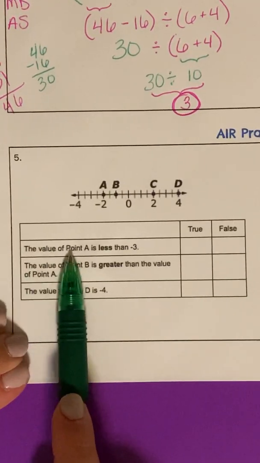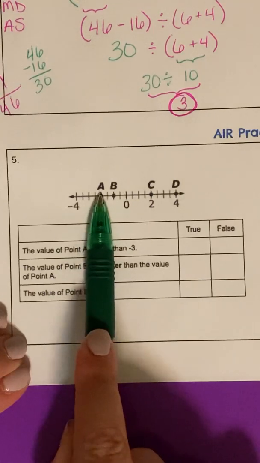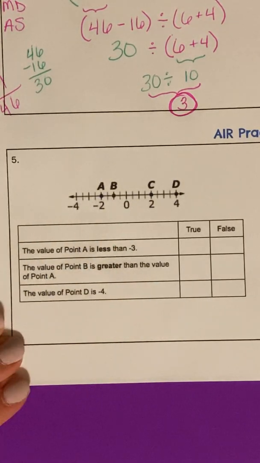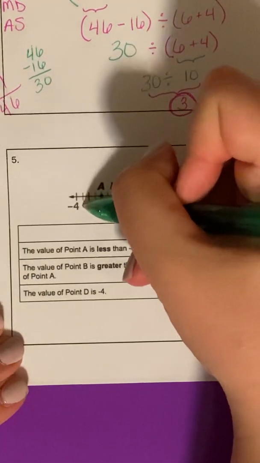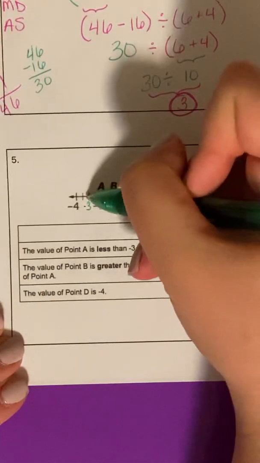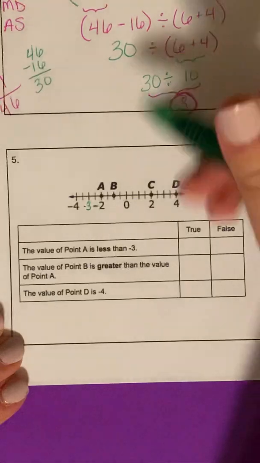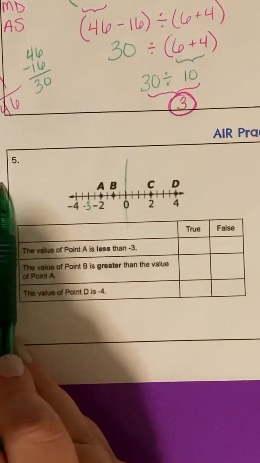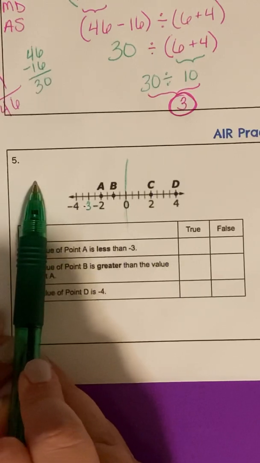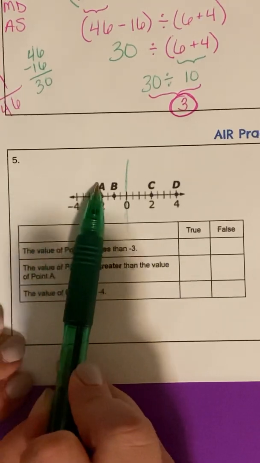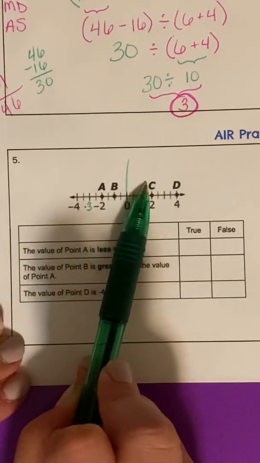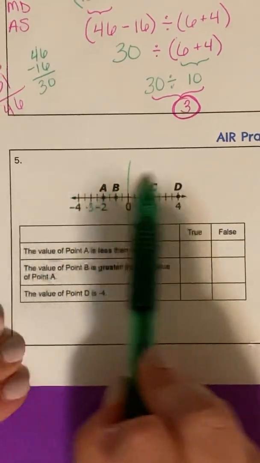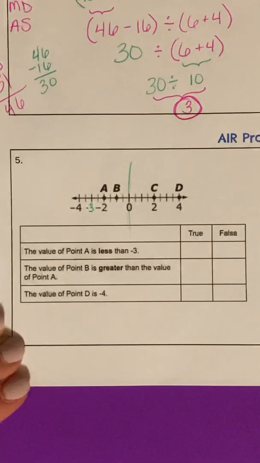The value of point A, here's point A, is less than -3. Well, here's -3, because -2, -3, -4, here's our 0. So the smallest number is going to be all the way to the left. And as you go closer to 0, it's getting bigger, bigger, bigger. And then when you go past 0, it's getting bigger, bigger, bigger. So it's going to go from least to greatest, from left to right on a number line.